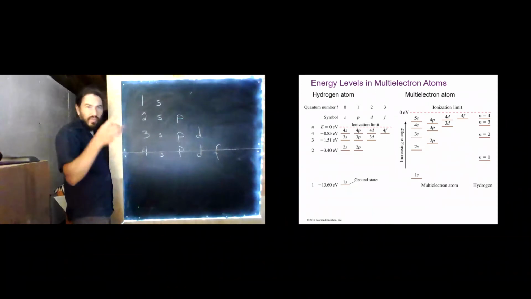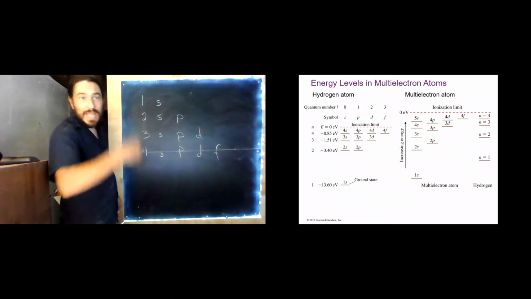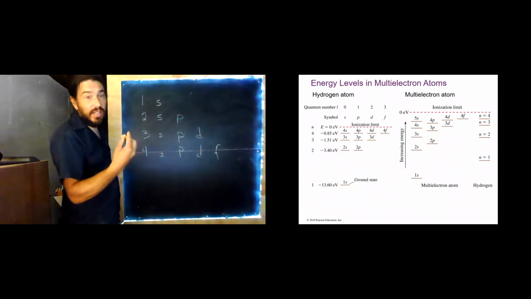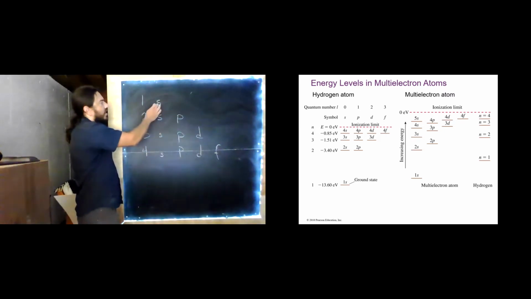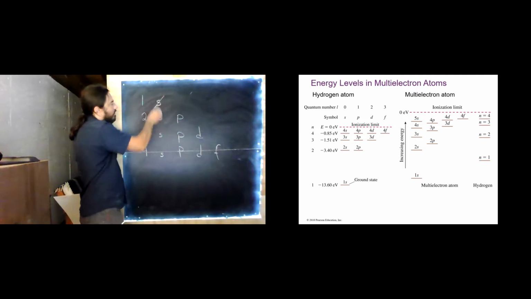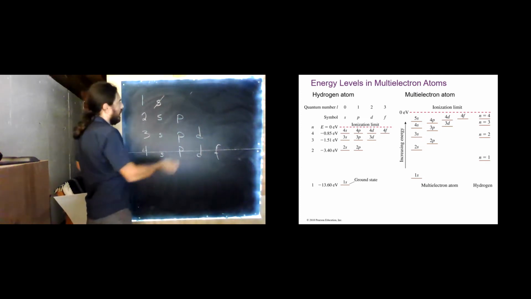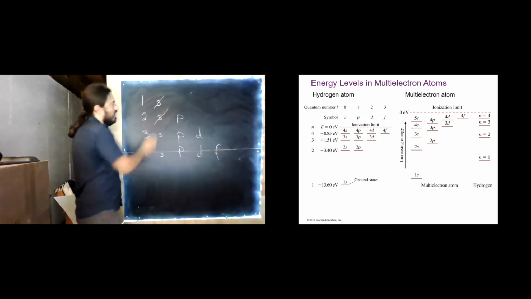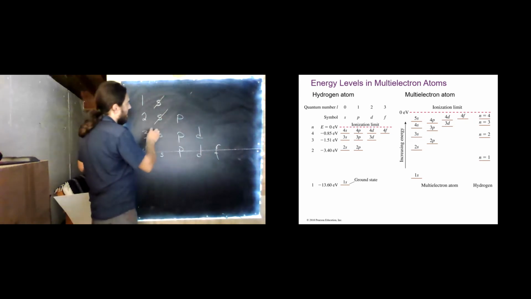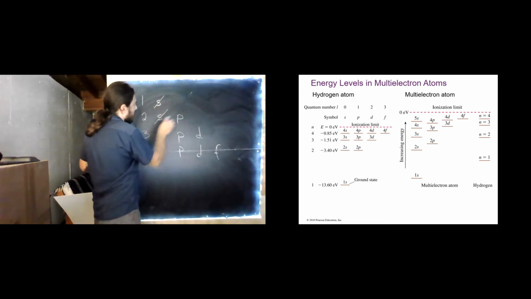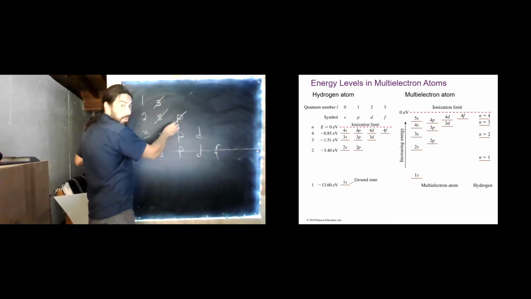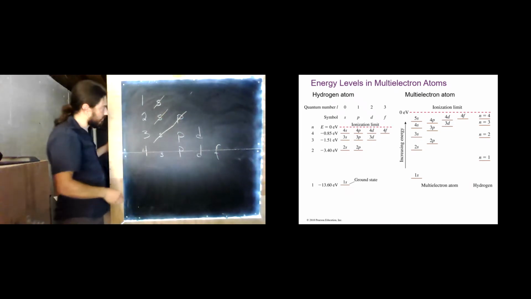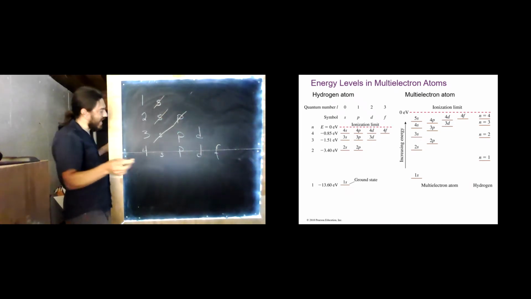Okay, so how do we fill our energy levels as we add electrons to create multi-electron atoms? Well, if we have hydrogen, of course, it just goes in the 1s. Helium, we have 1 in the 1s, 1 in the 2s. Lithium, we have 1 in the 1s, 2s, 2p. For beryllium, we pick up the 3s. Boron is next.